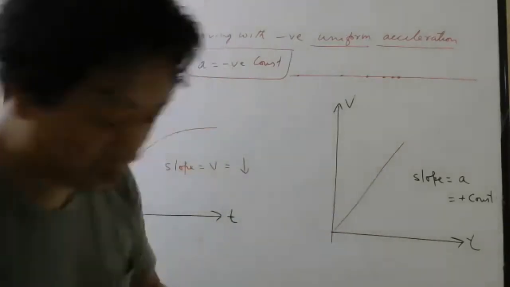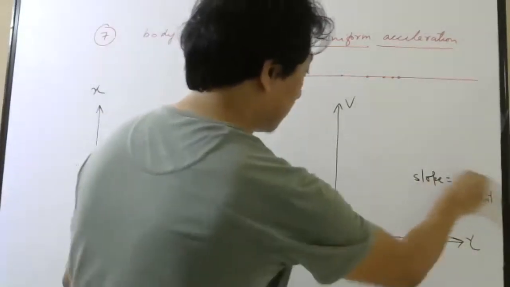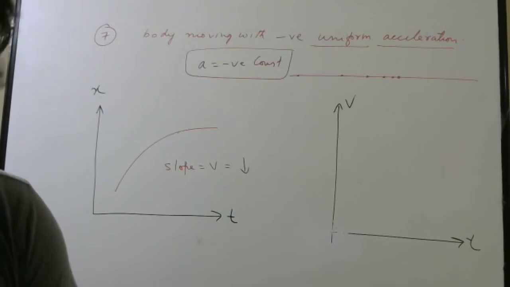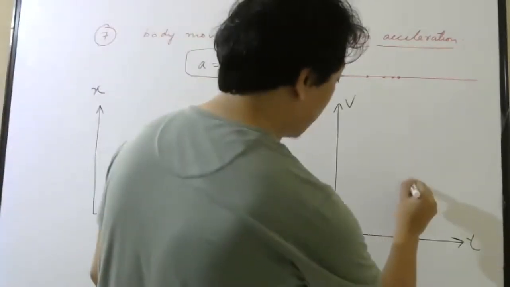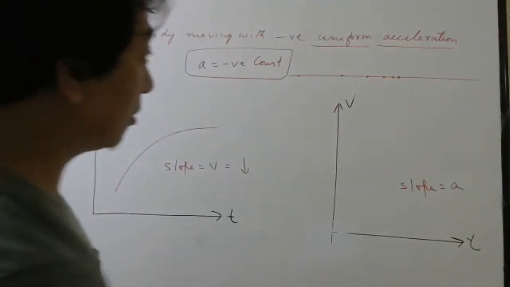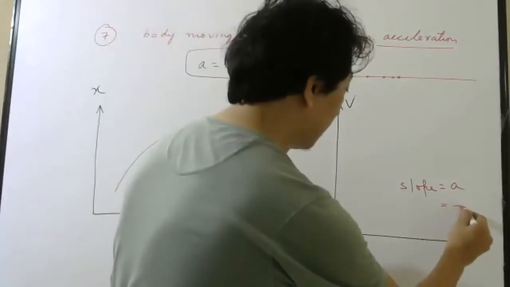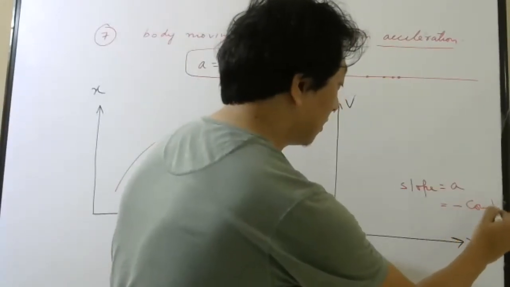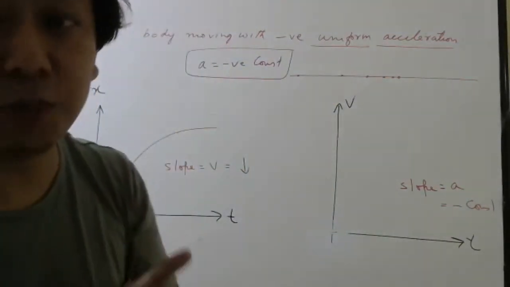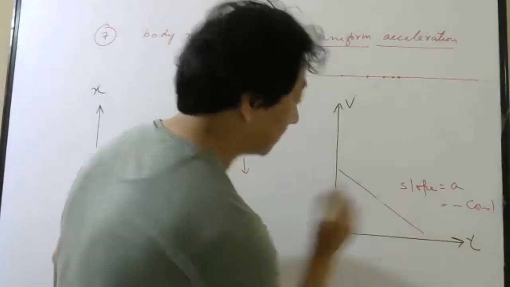And here how will you draw? What is the slope of VT graph? Acceleration. What kind of acceleration it is? Uniform, positive or negative? Negative constant. So your slope should be constant but negative. Constant slope means straight line. Negative means obtuse, like this.